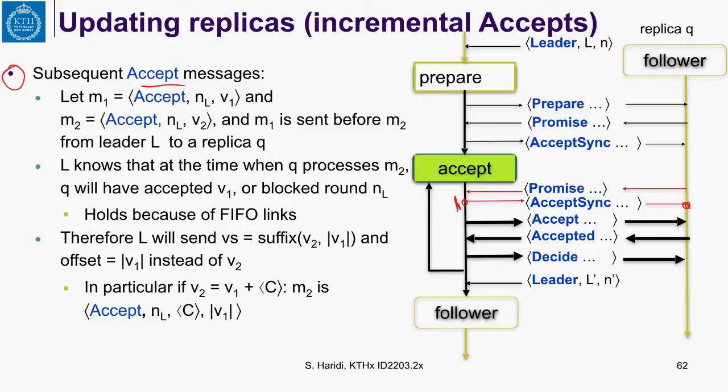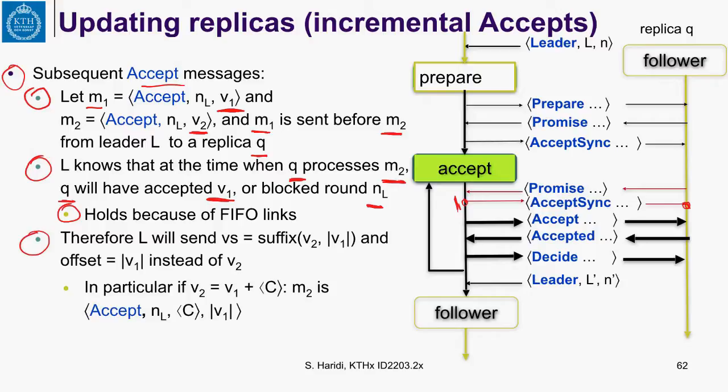We have to think about that everything should be correct. So the basic idea: if we send a message M1, accept with a sequence V1, and then after that we send another accept M2 with a sequence V2, and M1 is sent before M2, and because of the FIFO order, and we are talking about the same leader in the same round, then M1 should also be received at the replica before M2. So L knows the following, that at the time when Q is going to process M2, Q will have accepted V1. Or, of course, he doesn't know, maybe Q has blocked round N because a higher leader came, but this leader is still unaware of that.